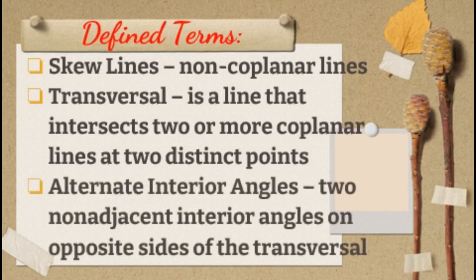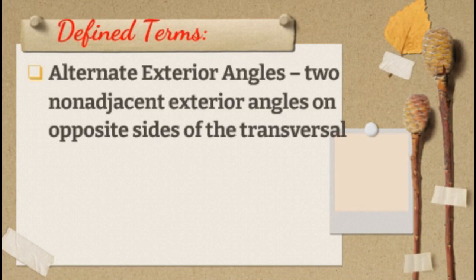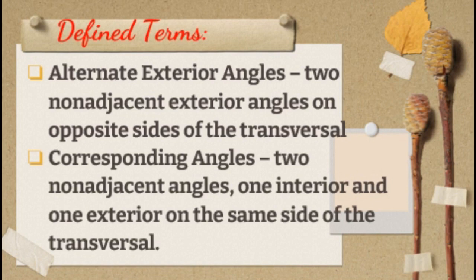Alternate interior angles. Two non-adjacent interior angles on opposite sides of the transversal. Next, alternate exterior angles. Two non-adjacent exterior angles on opposite sides of the transversal. Corresponding angles. Two non-adjacent angles, one interior and one exterior on the same side of the transversal.